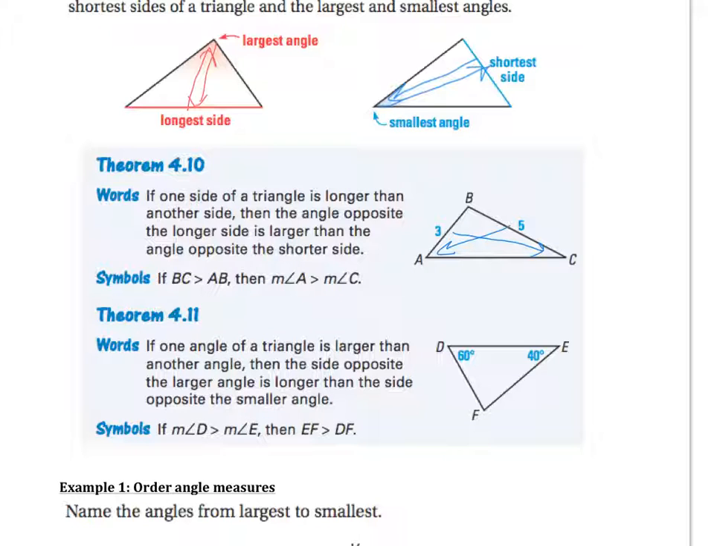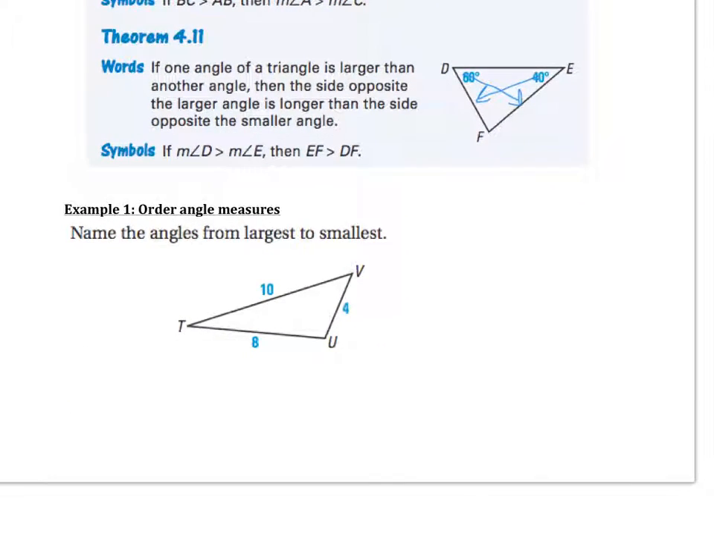Likewise, if we have the angle of one triangle larger than another angle, the side opposite is larger or longer than the side opposite the smaller angle. So EF, which is opposite the larger angle, is longer than DF.